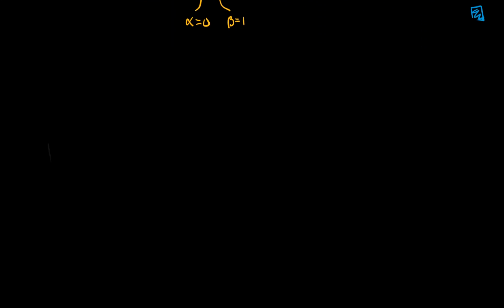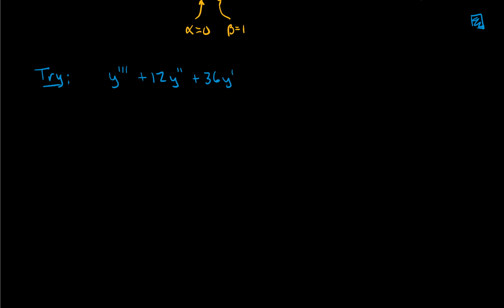To finish things off, let's do a last example. I want you to try it by first pausing the video after you've got the problem copied down. Give this one a shot. This one's going to be a little more involved. We have the third derivative of y plus 12 times the second derivative, plus 36 times the first derivative of y equals 0. And we have some initial conditions. y of 0 is 0. y prime of 0 is 1. And y double prime of 0 is negative 7.